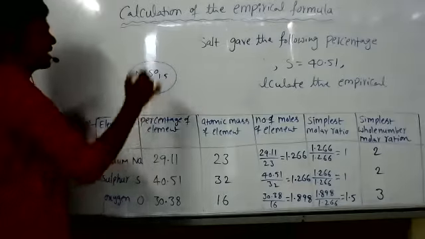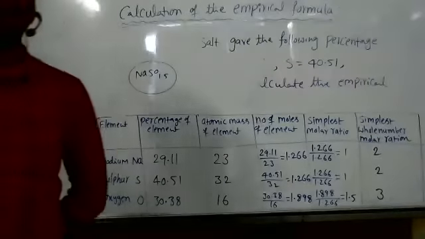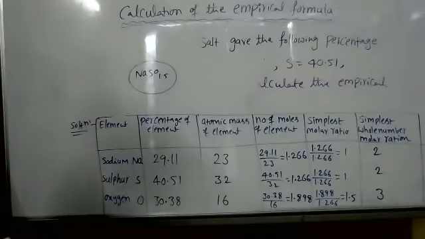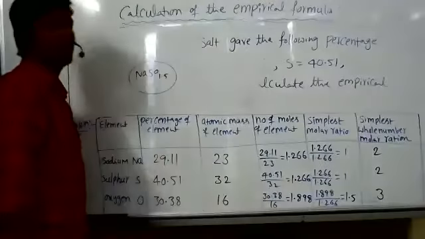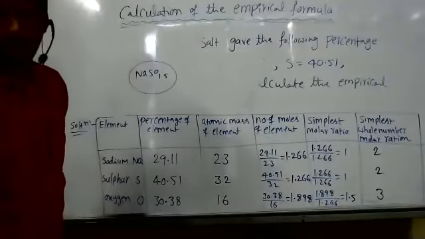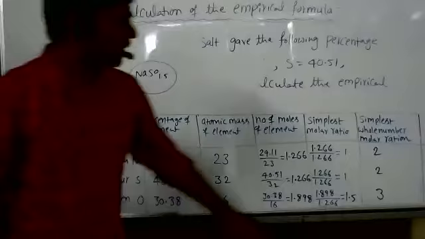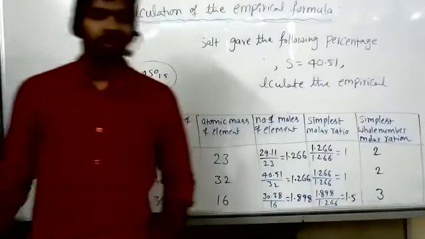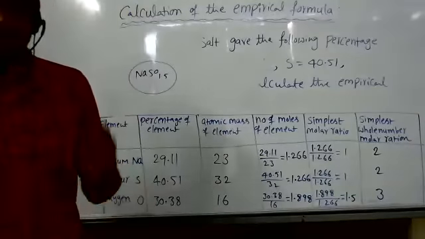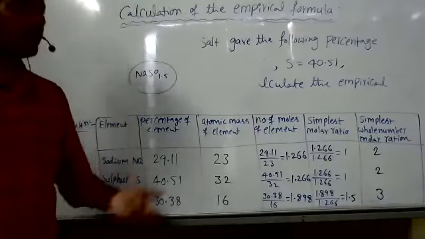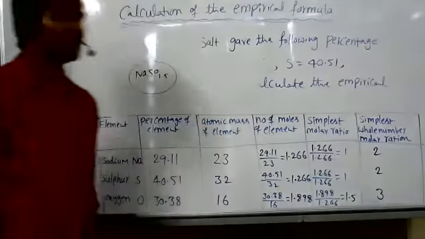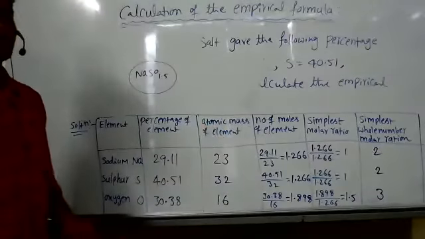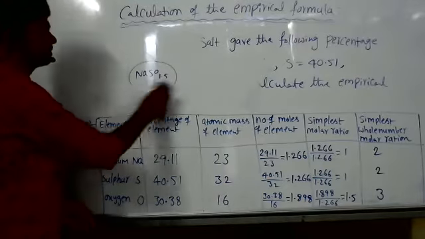But 1 is also a whole number, right? Okay, what about 1.5? That's a fraction value, right? Yes, sir. To get whole numbers, we multiply all of them with the smallest suitable number.